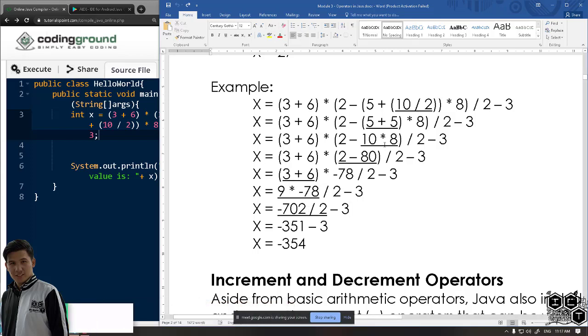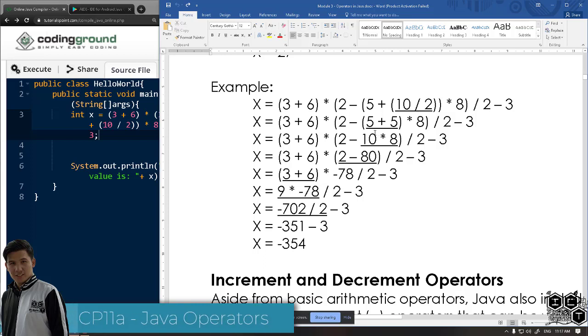Actually, sa calculators, medyo iba ang lalabas eh. Hindi ko lang alam kung bakit. Pero, ang pagkakaalam ko, I'm only following the Java precedence rule natin. Okay? Yung Java precedence rule.